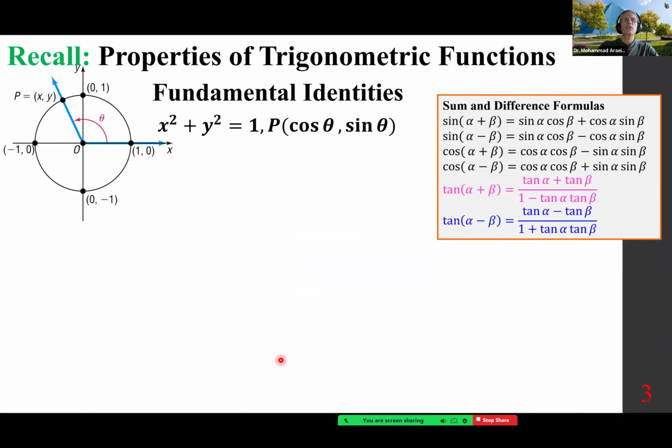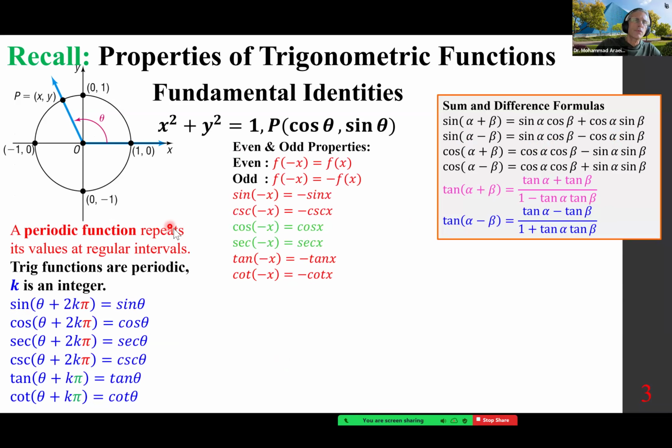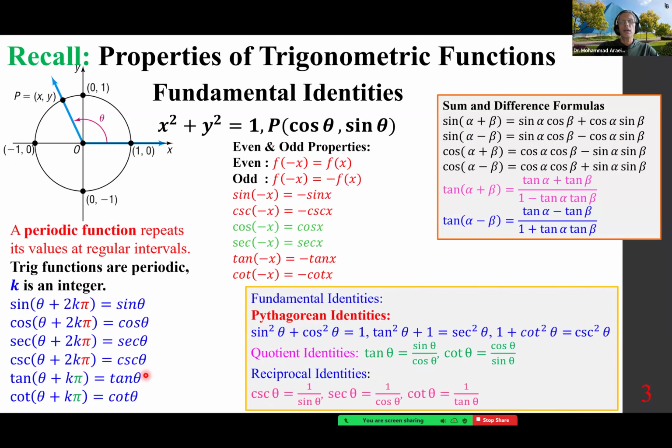Reminding you of the properties that we have discussed: fundamental identities, sum and difference formulas, even and odd properties. Remember, all trigonometric functions are odd except cosine and therefore secant. Periodic functions, they are all periodic. The period for all of them is 2 pi except tangent and therefore cotangent is pi. And here are the fundamental identities. We should be very comfortable with Pythagorean identities, quotient identities, reciprocal identities.